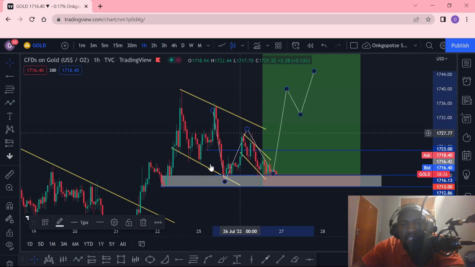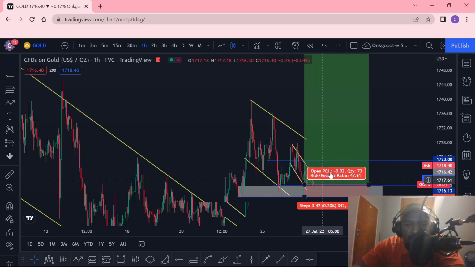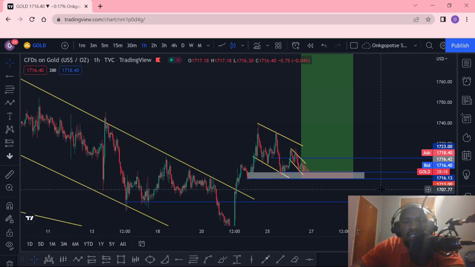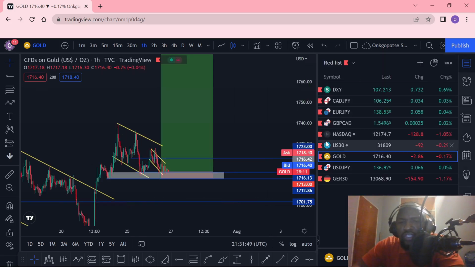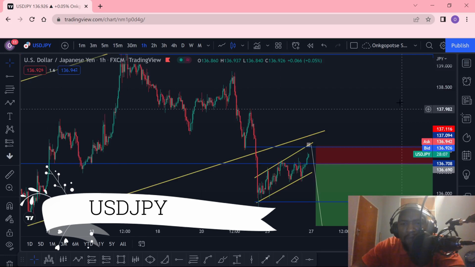So this one is actually looking so beautiful, guys. You can take upon the buys on it. So it's actually one of the trades that we are looking forward to capitalize on with the gold. So moving to the other pair, which is the USDJPY.